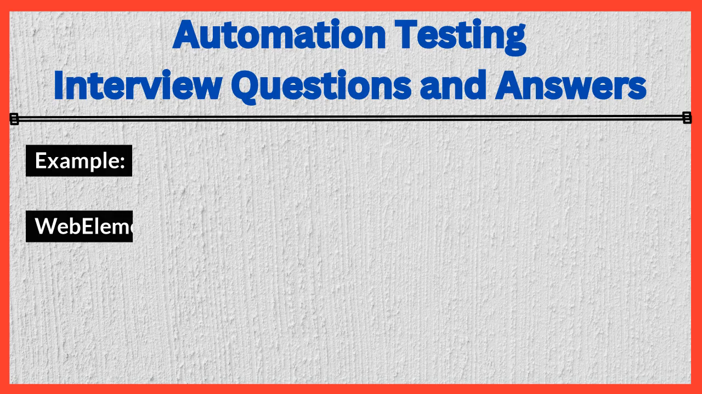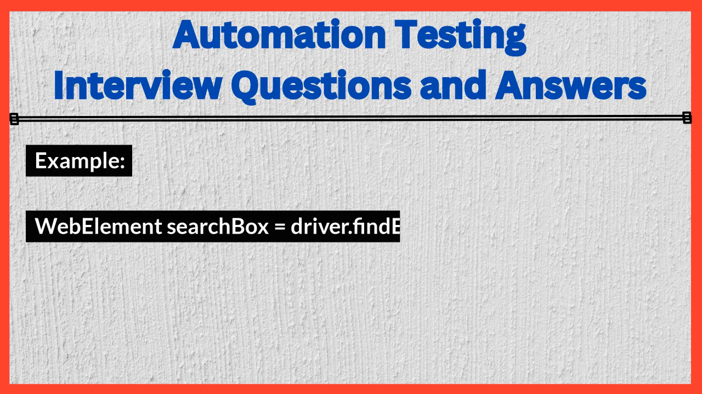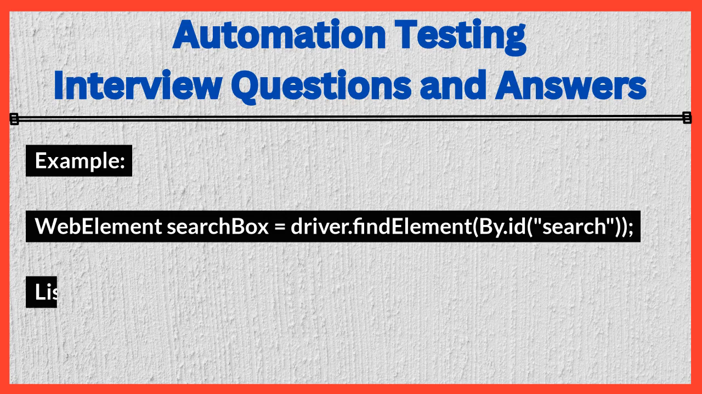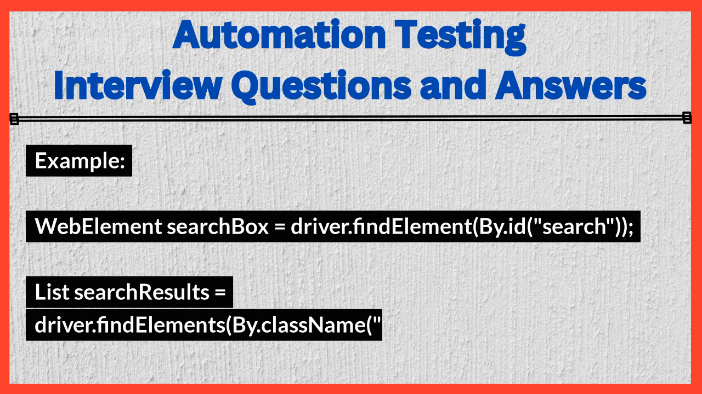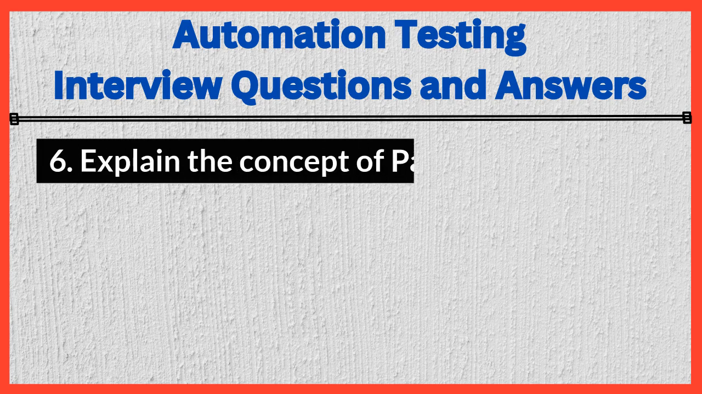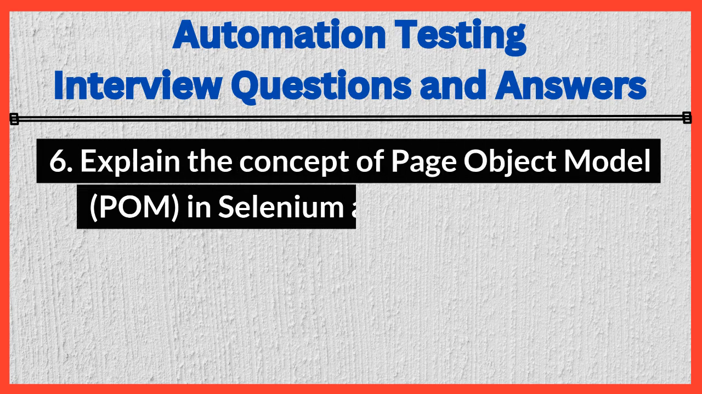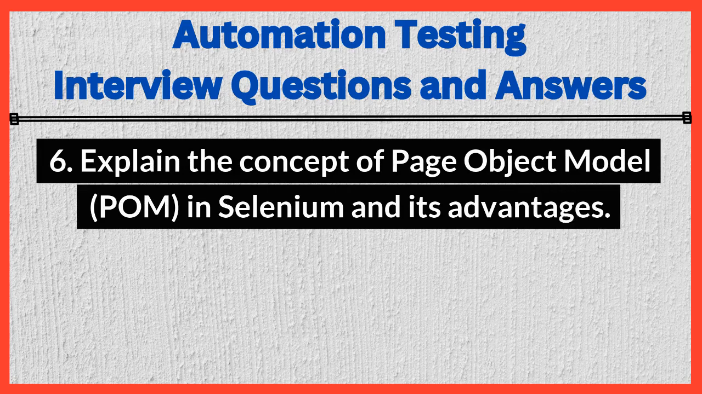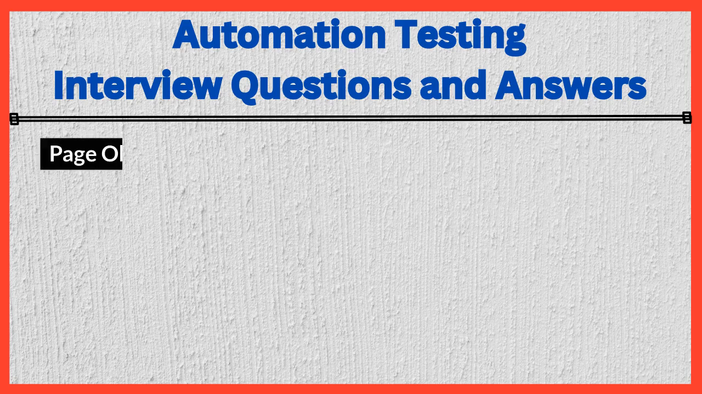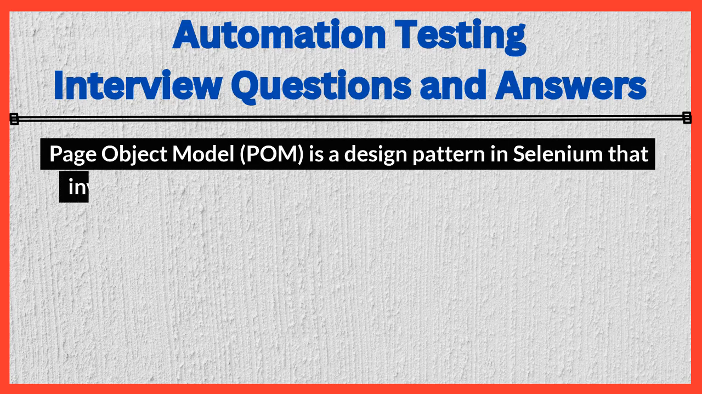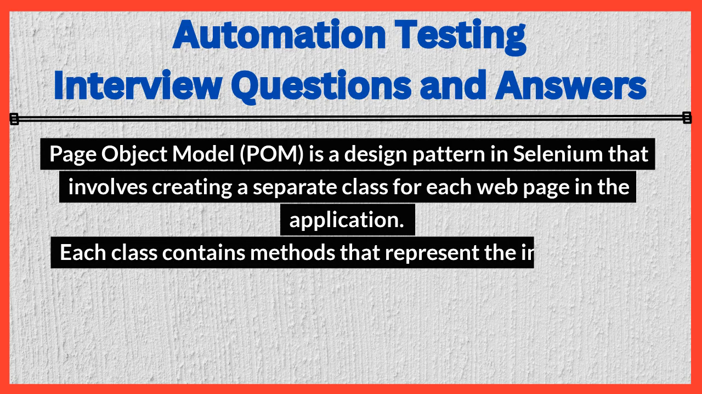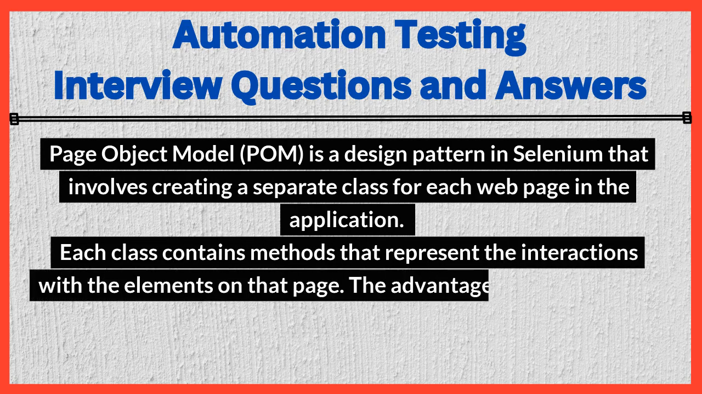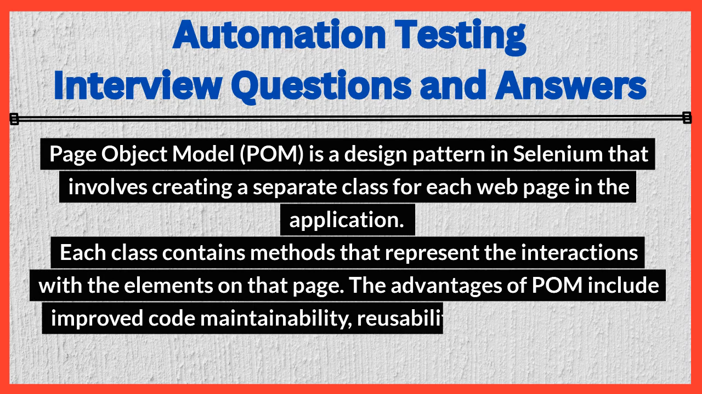Example: WebElement searchBox = driver.findElement(By.id("search")); List<WebElement> searchResults = driver.findElements(By.className("result")). 6. Explain the concept of Page Object Model (POM) in Selenium and its advantages. Page Object Model is a design pattern in Selenium that involves creating a separate class for each web page in the application. Each class contains methods that represent the interactions with the elements on that page.